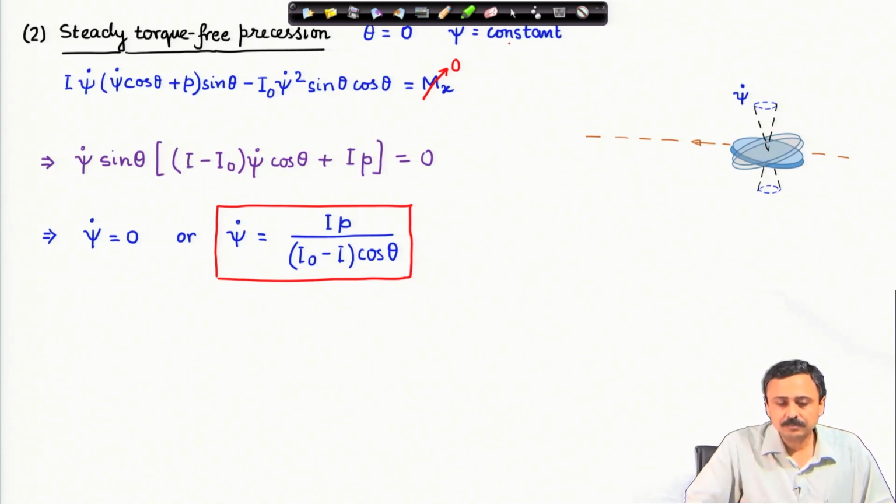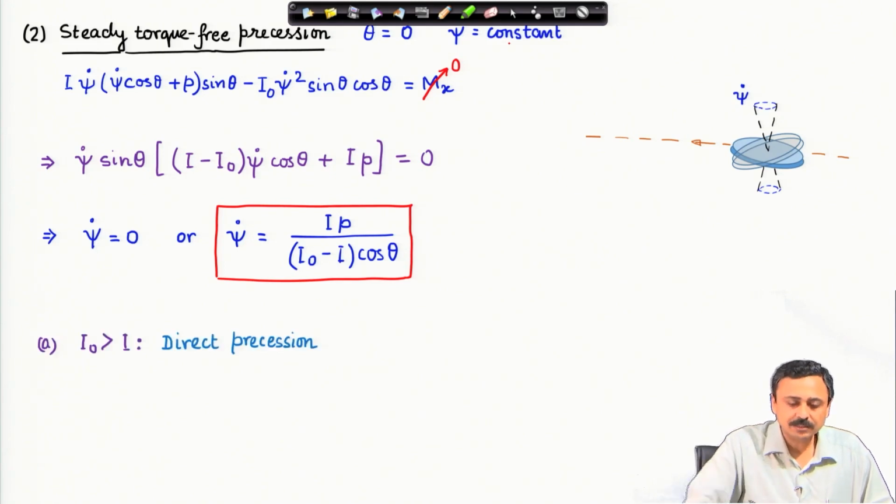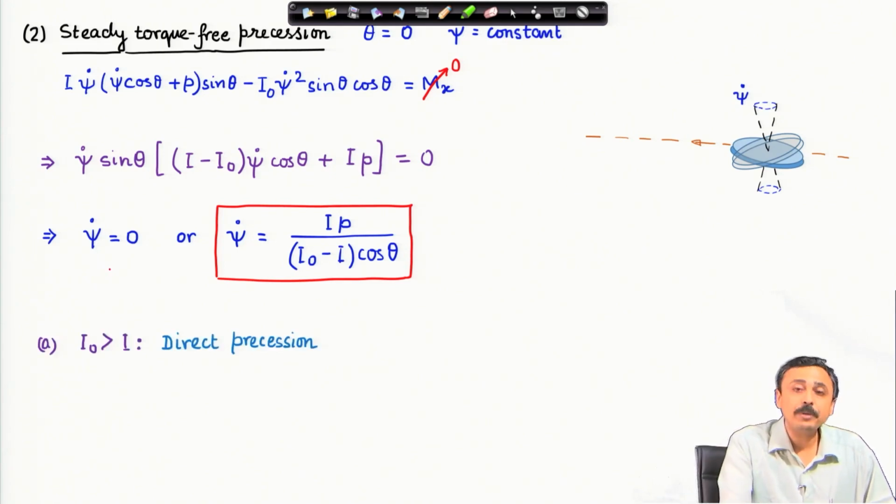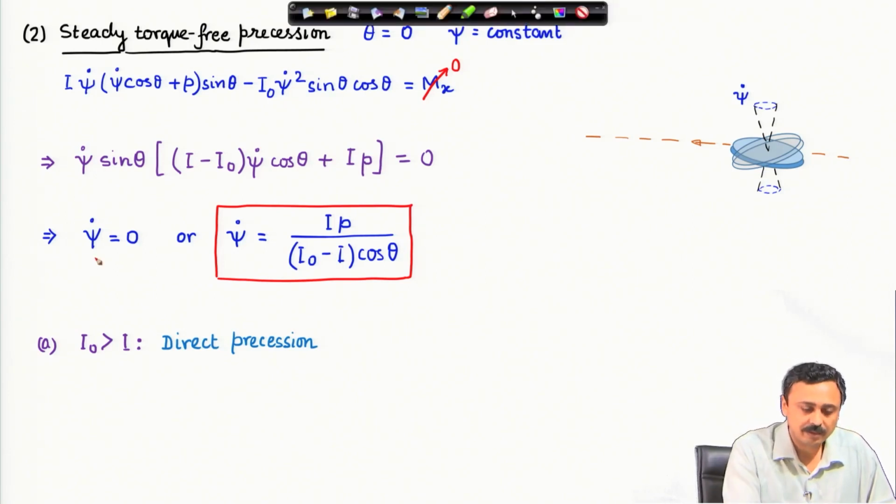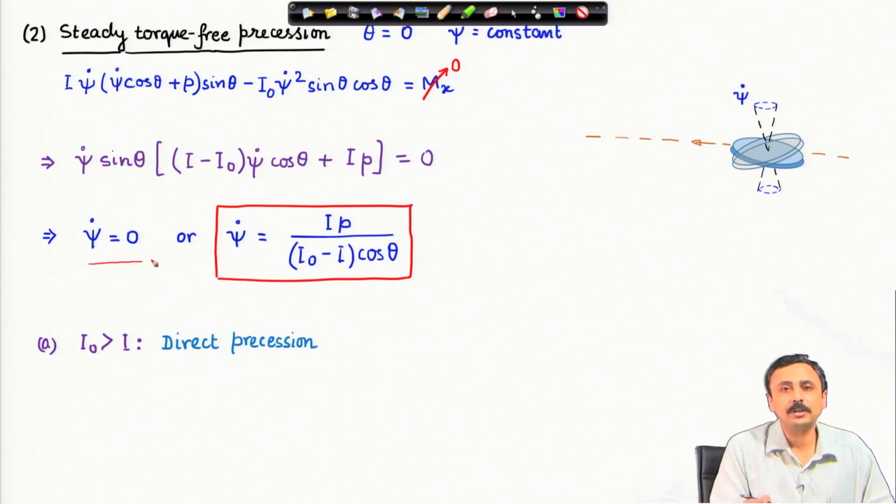And what does this equation tell us? That also we should note, since there is no moment whatsoever, therefore, angular momentum must be conserved. Okay, we can have two cases when there is precession. It may not precess also. If you can give a nice initial condition, then it will not precess.